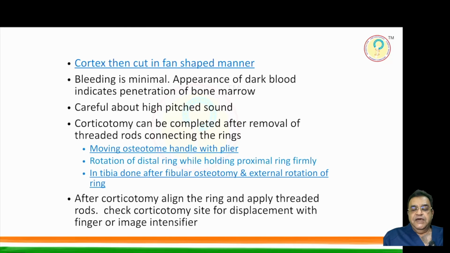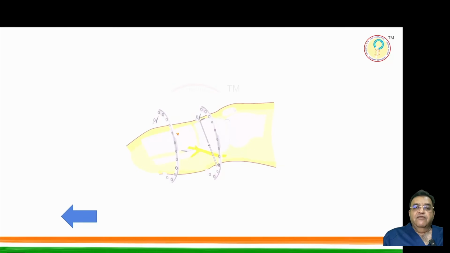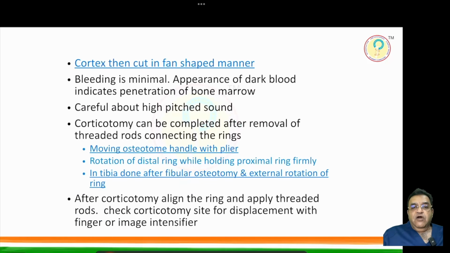Now there is another way in the tibia where you break the corticotomy. You hold the proximal ring firmly and rotate the distal ring, because the lateral popliteal nerve comes in this area. So this is the lateral popliteal nerve. If you do an internal rotation maneuver, it can damage the lateral popliteal nerve. So in the tibia, hold the upper ring proximally firmly and rotate the lower ring externally to break the corticotomy. After corticotomy, align the rings and apply threaded rods. Check the corticotomy site for displacement with a finger, and if you have an image intensifier, you can check it.